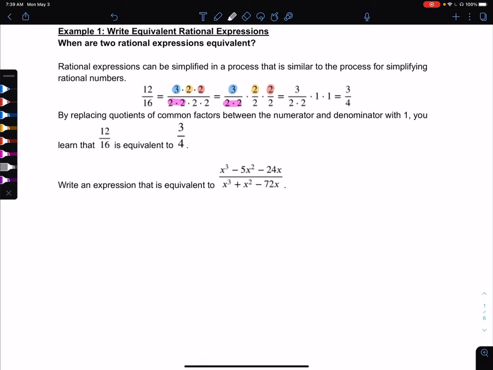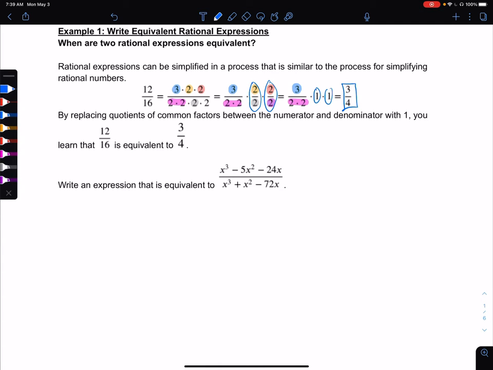Obviously you're not going to break this up exactly this way, and you might not write it all out in that form. But what's going to happen is that these two pieces, 2 over 2 and 2 over 2, are the same as 1. And when we multiply by 1, it doesn't change the value. So we're left with 3 over 2 times 2, which just becomes 3 over 4, because 2 times 2 is 4.